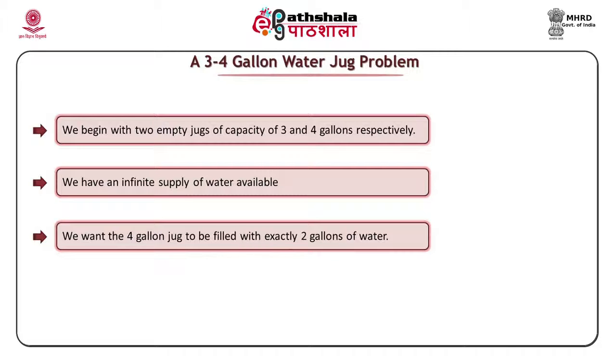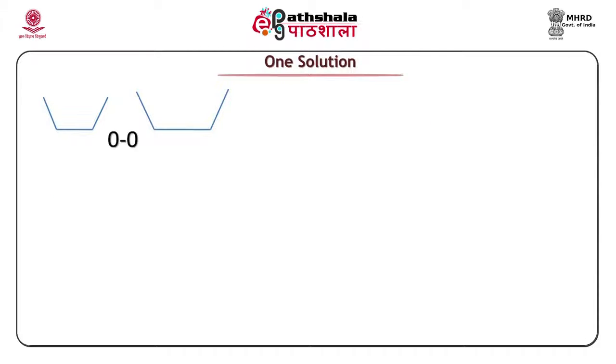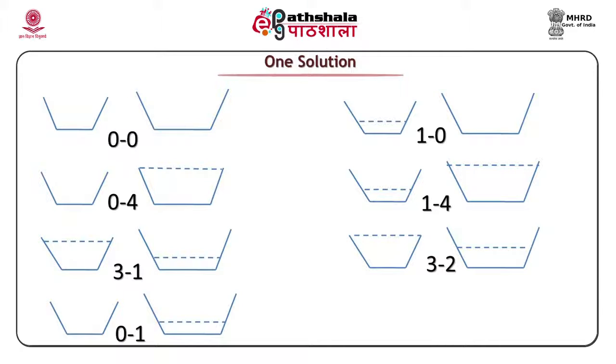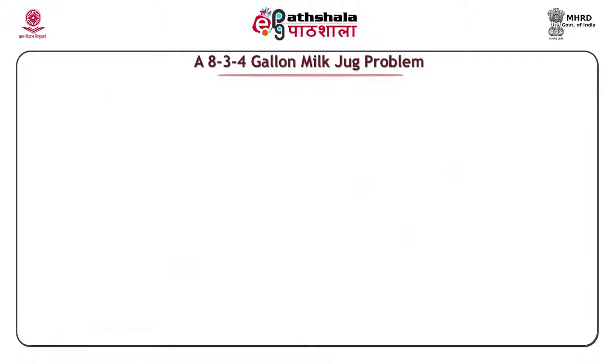Fine. One way to do it is this. We begin with 0, 0, and you can see the sequence on the slide. Eventually what I get is 3, 2. So the 4-gallon water jug will have 2 gallons of water at the end. That's great, I can solve it, but can a computer program do it? That is precisely what we are trying to do now. How can a computer program do it? One way to do that is to use a state space representation, and that's exactly what we are going to do next. We skip that for a while.